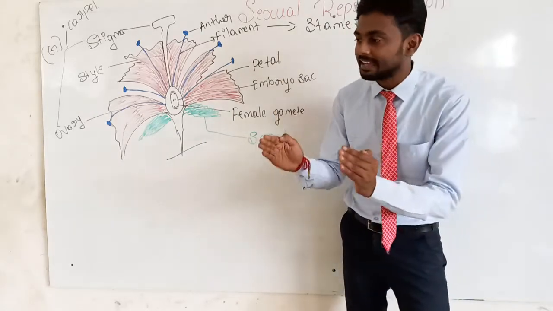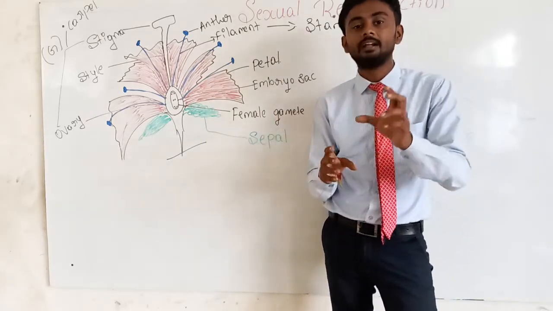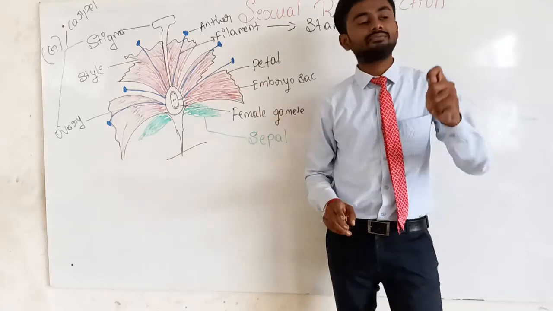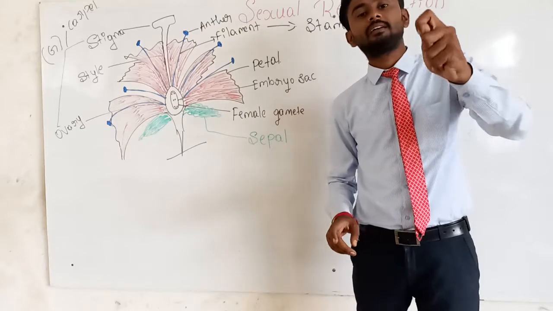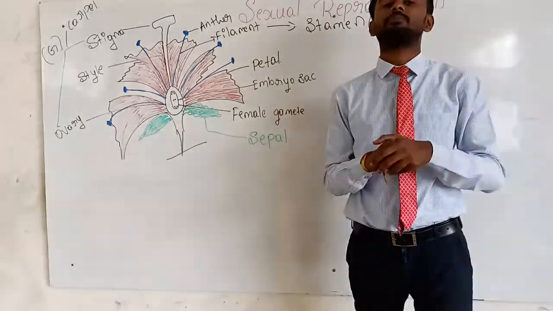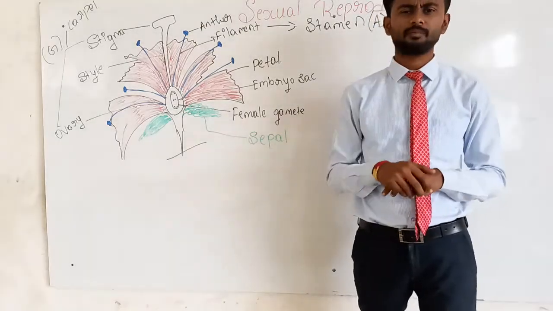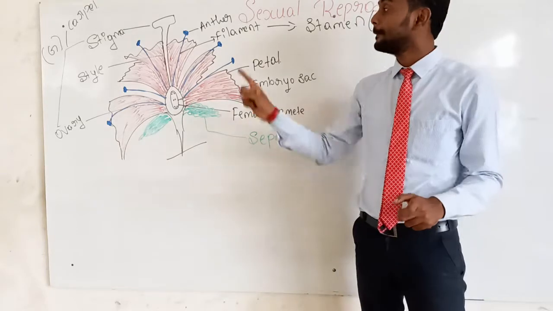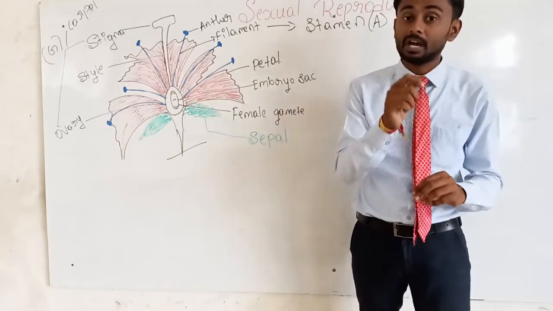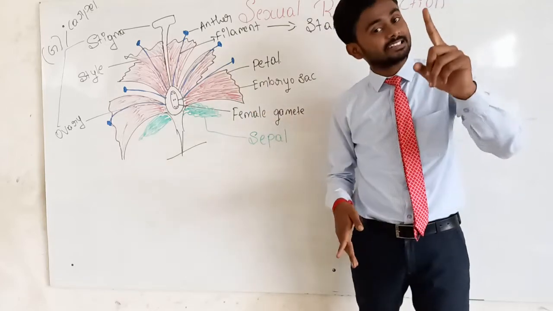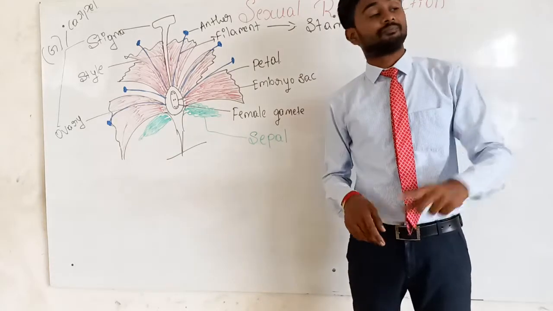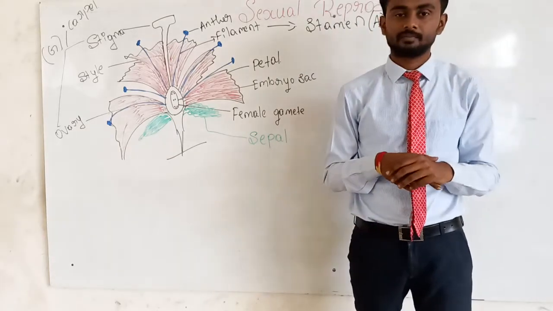If a flower has only male gametes, that is a unisexual flower. If a flower has only female gametes, that is also a unisexual flower. Clear?